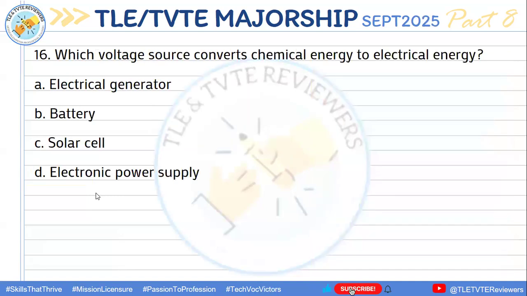Number 16, which voltage source converts chemical energy to electrical energy? A. Electrical generator. B. Battery. C. Solar cell. D. Electronic power supply.